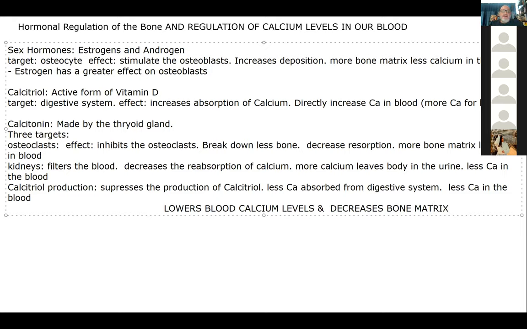And if we look at the effect on the osteoclast, it decreases resorption. So if you have a big, huge glass of milk for breakfast, you have plenty of calcium readily available and we're able to release that excess calcium. Isn't it increasing bone matrix? Oh, you're right, I'm sorry, I said that wrong. It increases bone matrix. So it lowers calcium levels, increases bone matrix, puts the calcium into the bone, puts the calcium out of the body, or doesn't let the calcium come in at all.